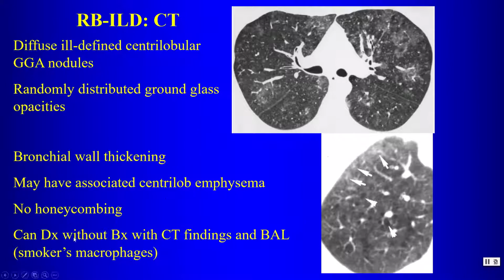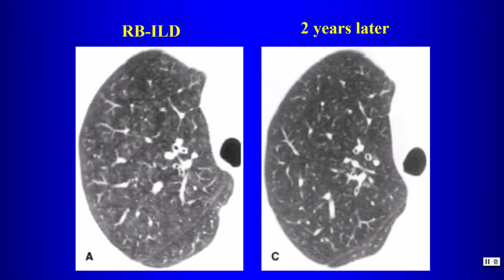Now, this can be diagnosed without lung biopsy if it has typical CT findings, and a bronchoalveolar lavage shows lots of macrophages in the lavage fluid, so-called smokers' macrophages. So RBILD, central lobular areas of ground glass opacity, and this can get better with cessation of smoking, as in this example.